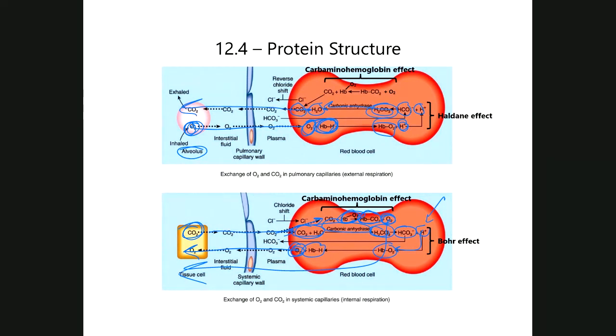Okay, because of the large amounts of oxygen that are coming in to the cells from the lungs, any carbaminohemoglobin is going to, by brute force, be forced to release that CO2. That CO2 then goes into the lungs.